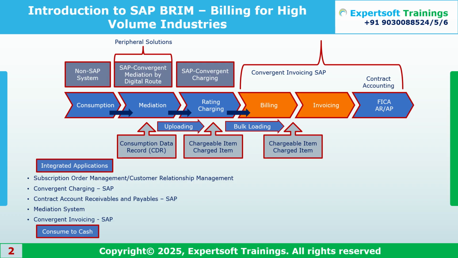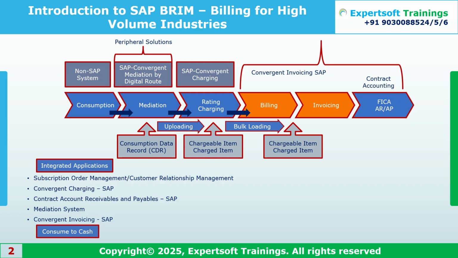This mediation system supports only usage charge, not recurring charge and one-time charge. Whenever a customer does any consumption, this system receives the consumption data record from multiple sources. The mediation system's job is to mediate or process those consumption data records in such a way that they can be easily consumed by other SAP applications, that means formulation. After processing, Convergent Mediation sends this data to the Convergent Charging system.